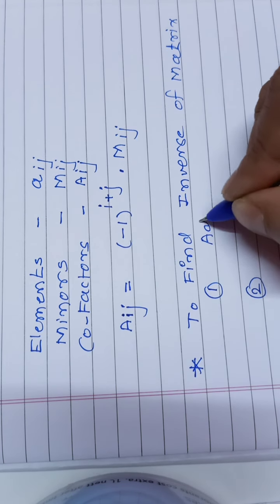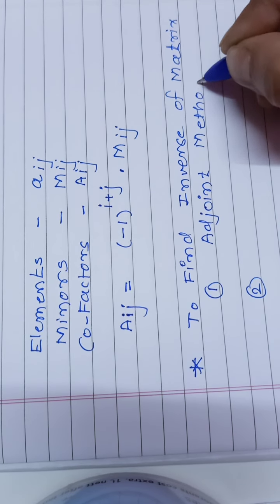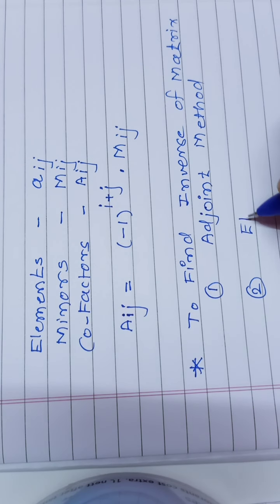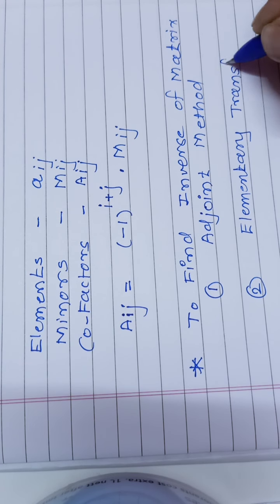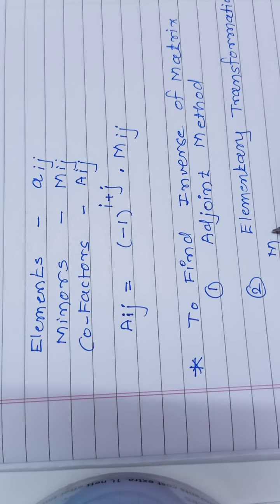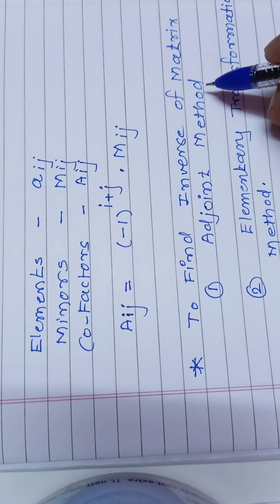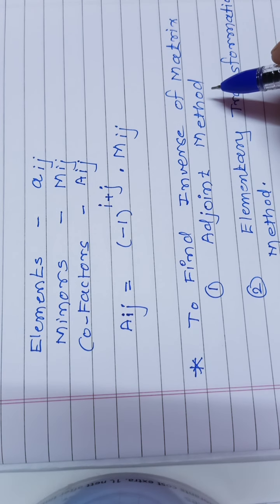One is called the adjoint method, and the other one is the elementary transformation method. Okay, are you getting it? So first we are proceeding with the adjoint method. Again I am repeating, we are proceeding with the adjoint method.